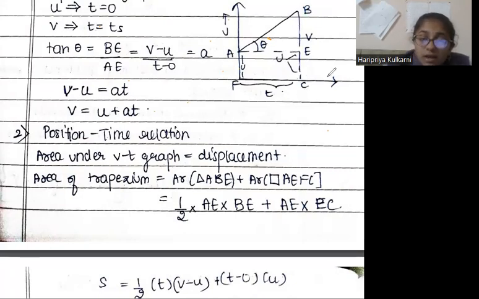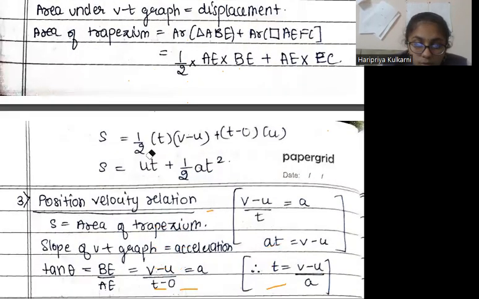So what is the area of the triangle? Half into base into height. The base is AE, and BE is the height. Now again, AE is time T, and BE is V minus U, right? Again, we have the area of this rectangle. What is that? Length into breadth, right? What is the length? U. And what is the breadth? Again, time t, right? So from this formula, we got to know that our displacement S is equal to ut plus half at squared.